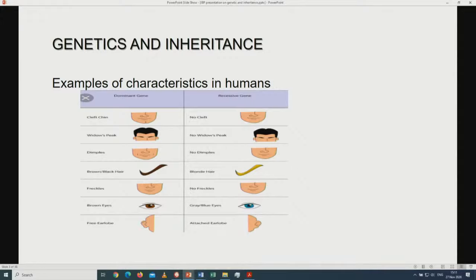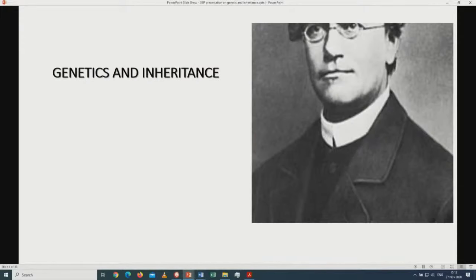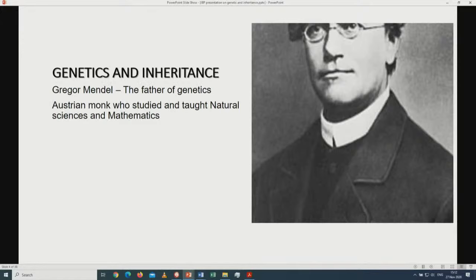Now this picture shows examples of characteristics that we find in humans, whether a person has a cleft on the chin, a widow's peak, dimples, brown hair, hair color, blood group, brown eyes, unattached earlobes or attached earlobes. Those are very few examples of characteristics that we can see in humans, and we term them the phenotypes. This picture is of the father of genetics, Gregor Mendel.